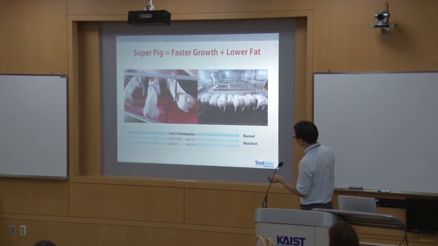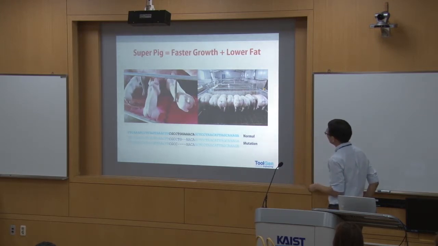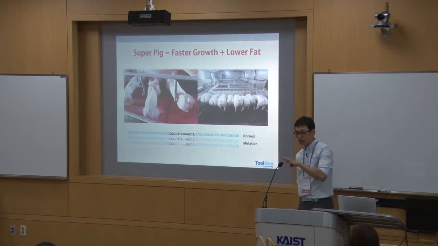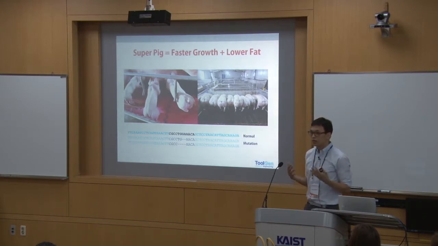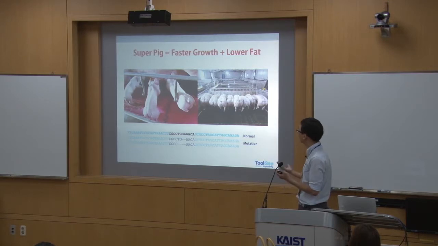The pig with this mutation, when they're just born, you can see that their waist looks like they worked out a lot. And then months later, you can see that their butts are getting very, very big. We have sacrificed a couple of them to see how their meat looks. Indeed, their muscles are enhanced, and their fat is reduced a lot.